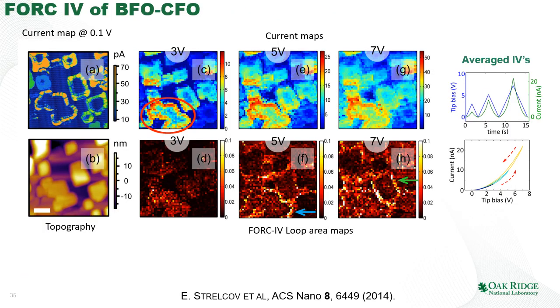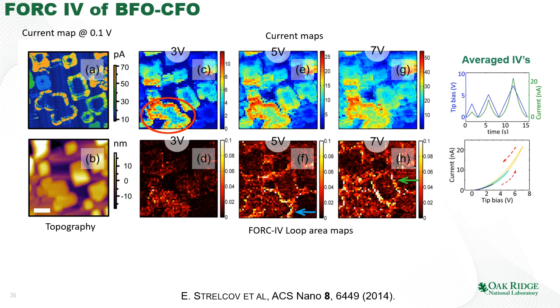And of course, we can make the measurements, so we can get the FORC curve at each point on the sample surface. So now we have a four-dimensional dataset where at each pixel we collect the FORC IV curve. Then we can look at it. We can look at the average data, which is essentially current maps, or we can look at the maps that represent the hysteresis loop area.